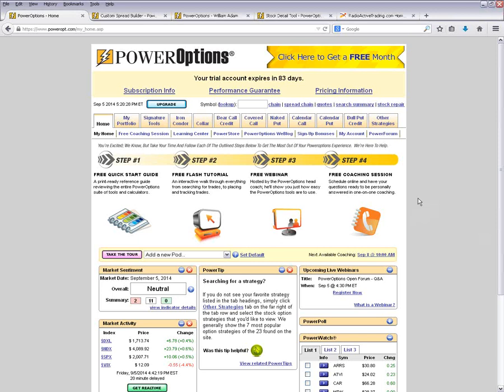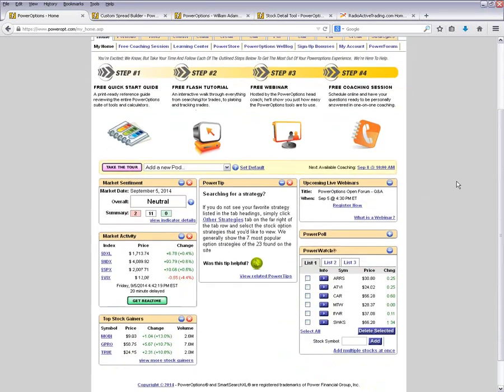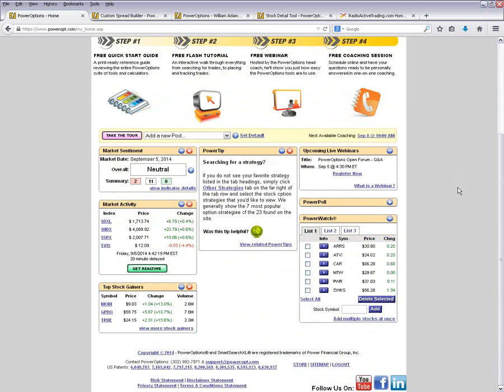Power Options every day. I'll come in and answer some of the emails in the morning, make a cup of coffee, do some other things, and talk with the programmers about some of the strategy tools and some of the other things we're working on. But at around 9:30, 9:35, I'm going to log on to my account. And the first thing I look at when I log on to Power Options is right here.